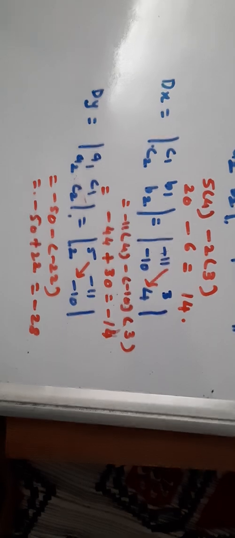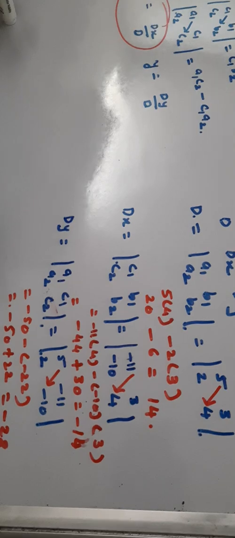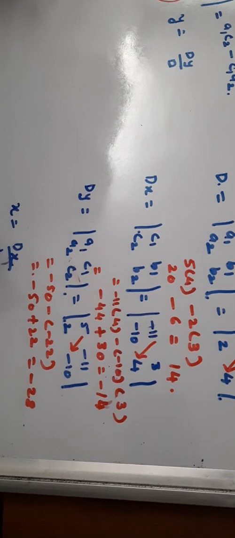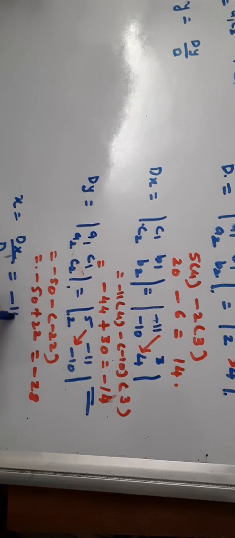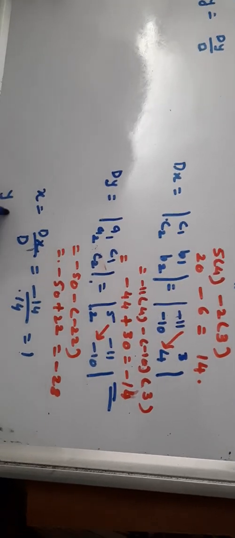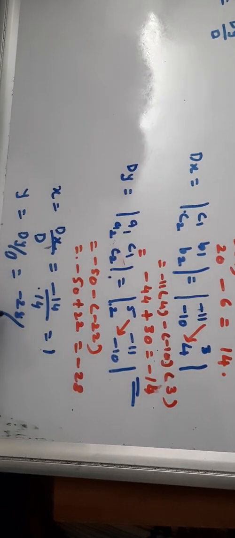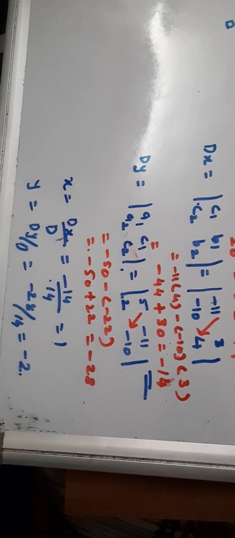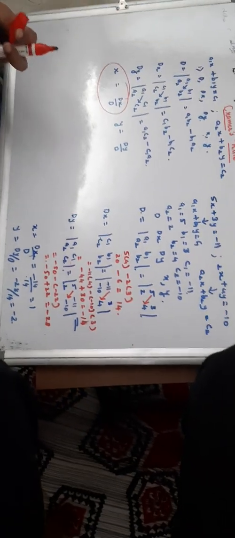Now what I have to do is go for x. X is equal to Dx upon D. So the value of Dx is minus 14 upon 14, that is equal to 1, and y is equal to Dy upon D, that is minus 28 upon 14, that is equal to minus 2. So the solution of the given equations is 1 and minus 2. Thank you.